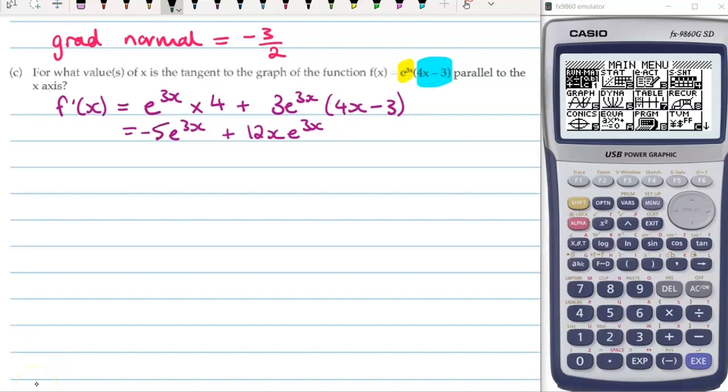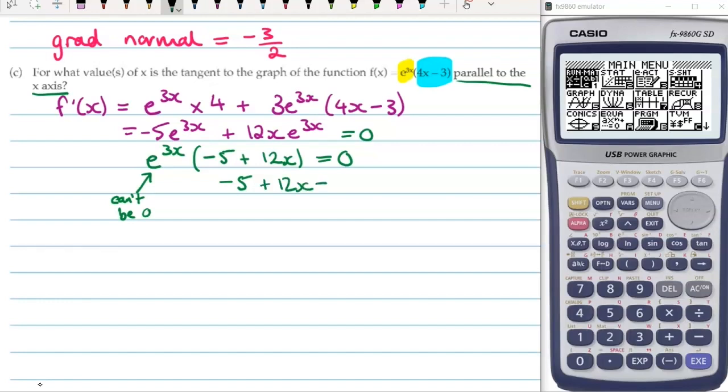And we're going to set that equal to 0 because it's parallel to the x-axis. If we take out a factor of e to the 3x, we get e to the 3x times (minus 5 plus 12x) equal to 0. Now e to the 3x can't be 0, because if you try to solve that, you'll get a math error. So therefore, minus 5 plus 12x is equal to 0. 12x equals 5, x equals 5 over 12.